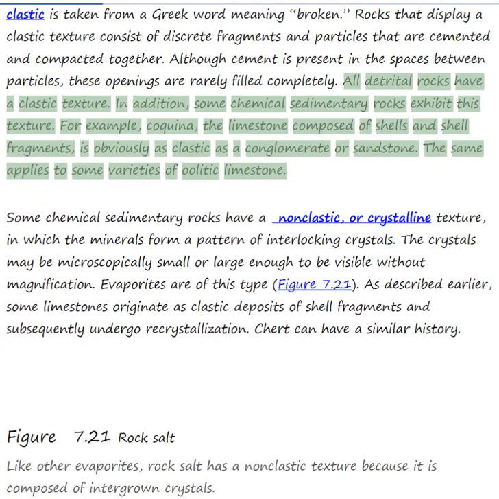All detrital rocks have a clastic texture. In addition, some chemical sedimentary rocks exhibit this texture. For example, coquina, the limestone composed of shells and shell fragments, is obviously as clastic as a conglomerate or sandstone. The same applies to some varieties of oolitic limestone.